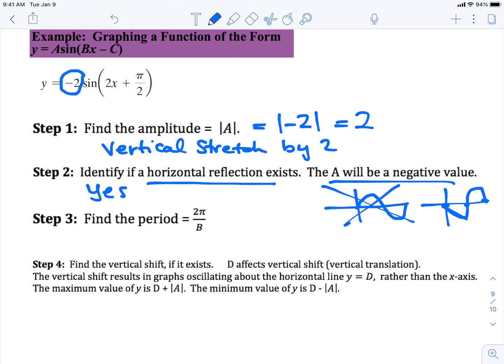Then we identify the b. So to find the period, 2 pi over b, so 2 pi over 2 is pi. So the length of one revolution is pi. There is not a d value, so we will not have a vertical shift. So the graph will be right about y equals 0.